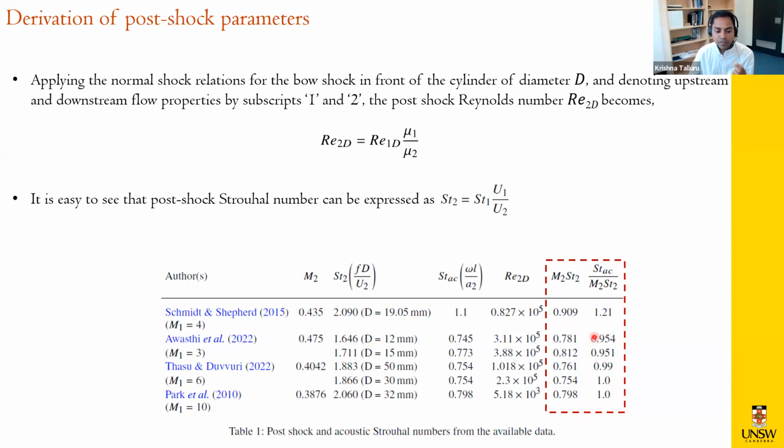The normal shock conditions are justified because the boundary layer is going to be developing from the stagnation point, and the conditions around that stagnation point can be estimated using the normal shock relationships, because the bow shock only starts to curve at some angle relative to the center line of the cylinder. So what we see here is for most experimental cases, the acoustic Strouhal number divided by M2 times ST2, or M2 times Strouhal number 2, is pretty close to 1.